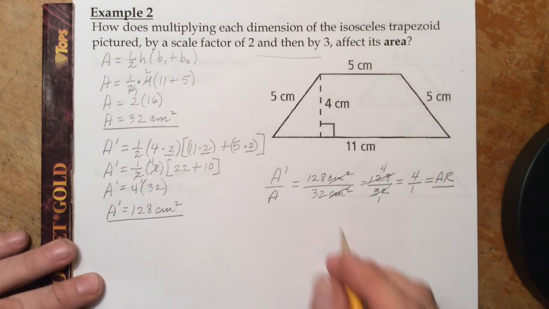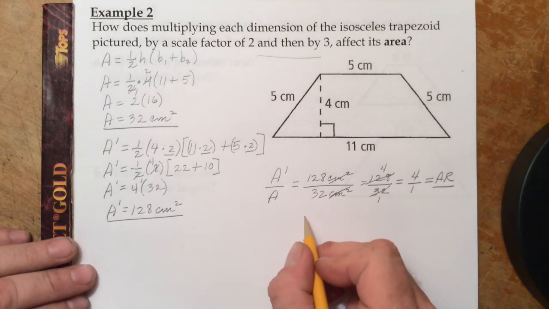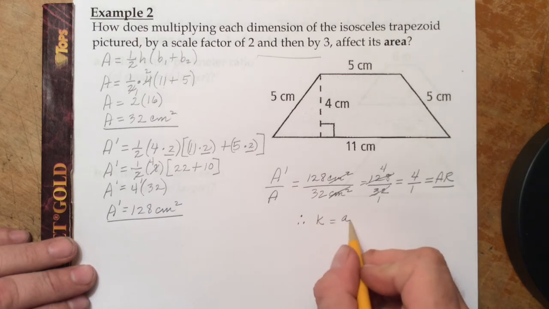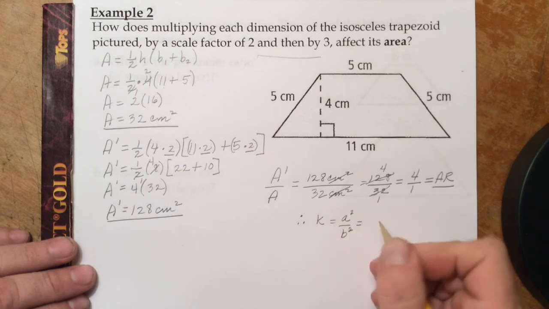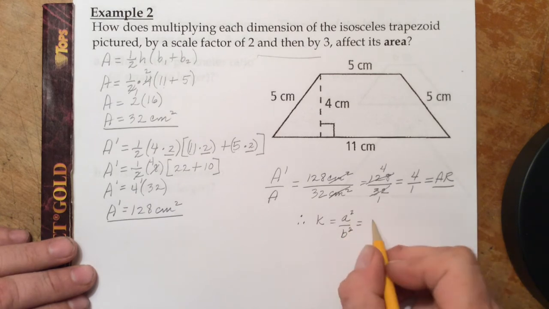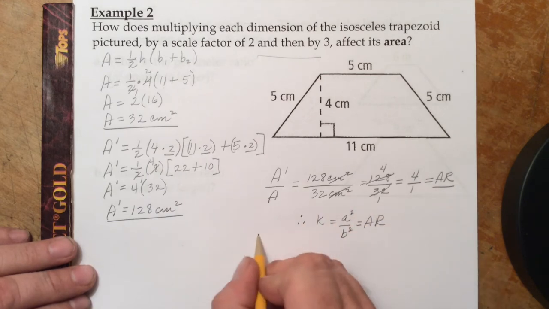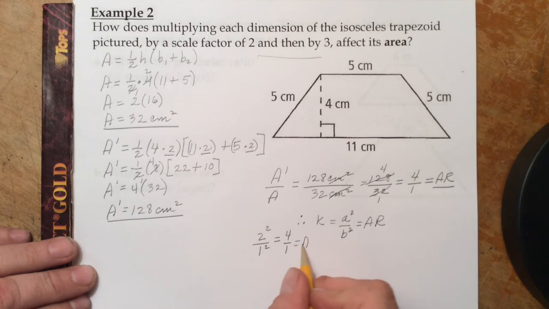So we can look at a pattern here and draw a conclusion. What happens is K, which is a over b, is being squared. And so a squared over b squared is actually the area ratio. So what you do is you square the 2 and you square the 1. 2 squared is 4, 1 squared is 1. And this is the area ratio.